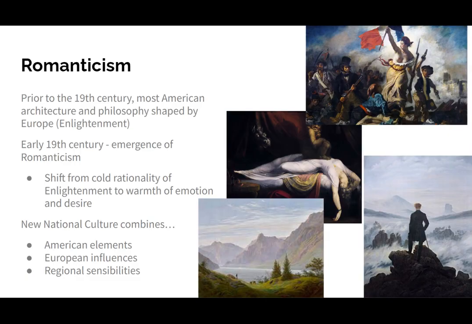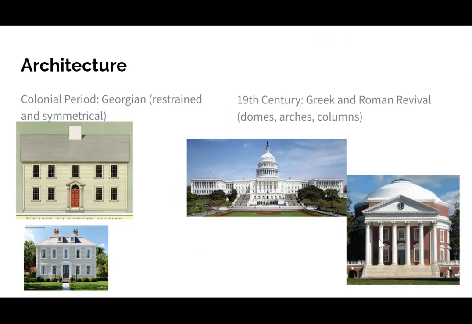Even religion was approached during the Enlightenment by the deists and the Unitarians from this very rational and logical standpoint. But Romanticism is going to emphasize warmth of emotion, desire, passion, and the beauty in nature. That's what's going to be reflected in the art, the literature, and the philosophy of this time. So starting with architecture, you can see the shift pretty clearly here.